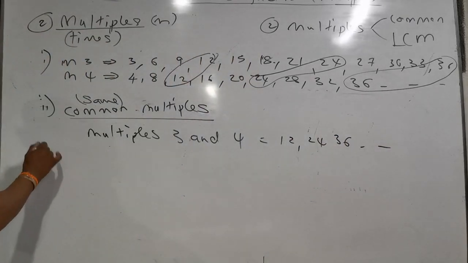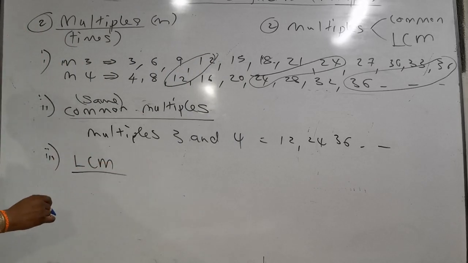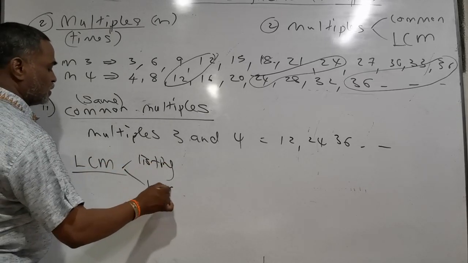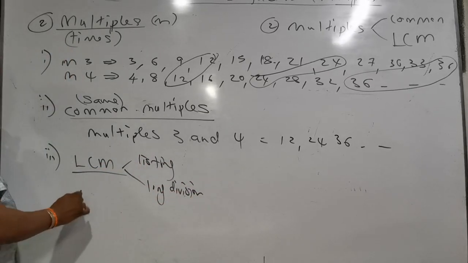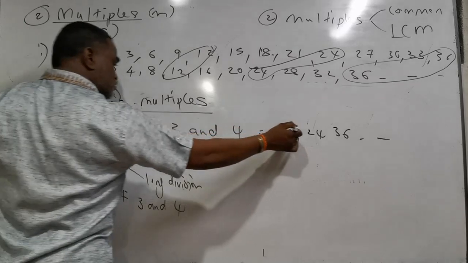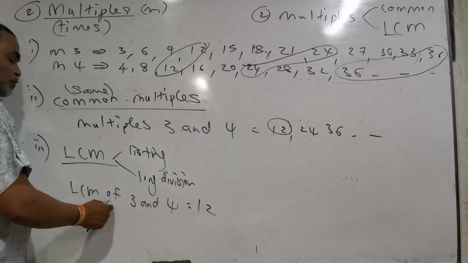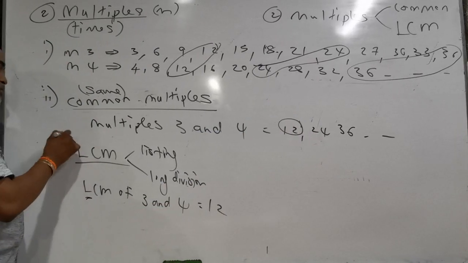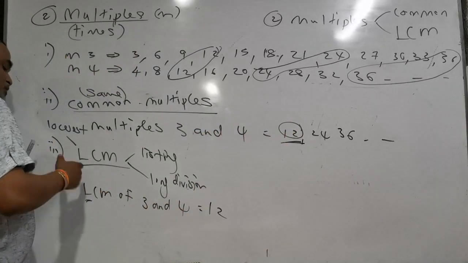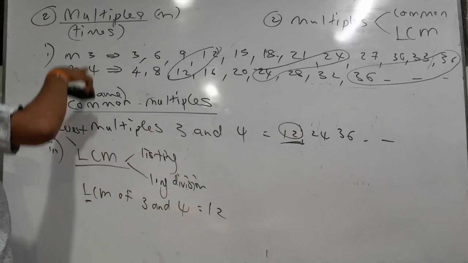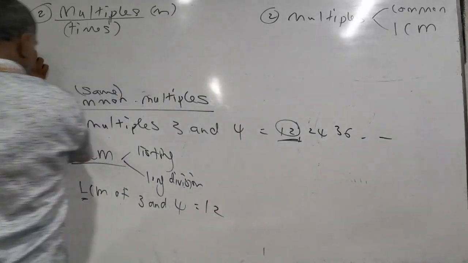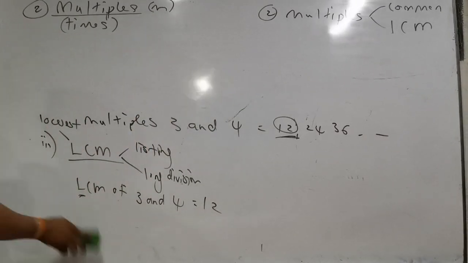Alright, and finally we call LCM. LCM stands for lowest common multiple. You have the listing method and long division. The listing method means, for example, if they ask the LCM of 3 and 4, among the same multiples, the smallest number is 12. So the lowest common multiple of 3 and 4 is 12. Lowest means among these, the lowest is the answer. I think everybody understands: multiple means times, common multiple means same, lowest common multiple means among the same, the smallest. That we call lowest common multiple.